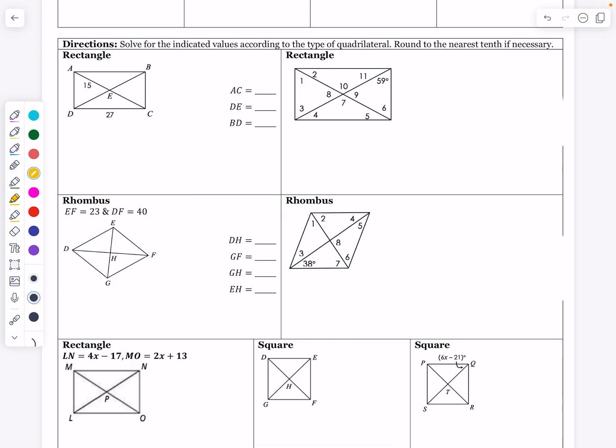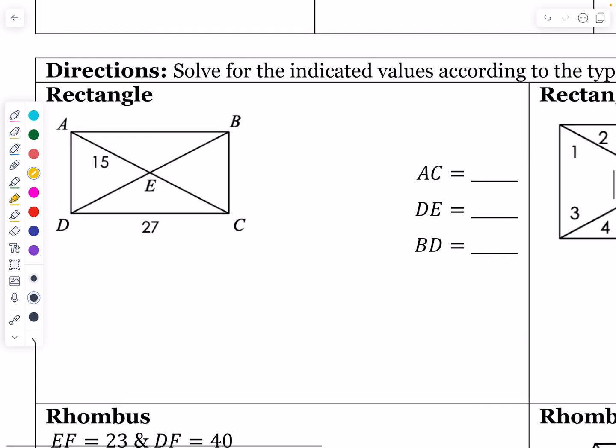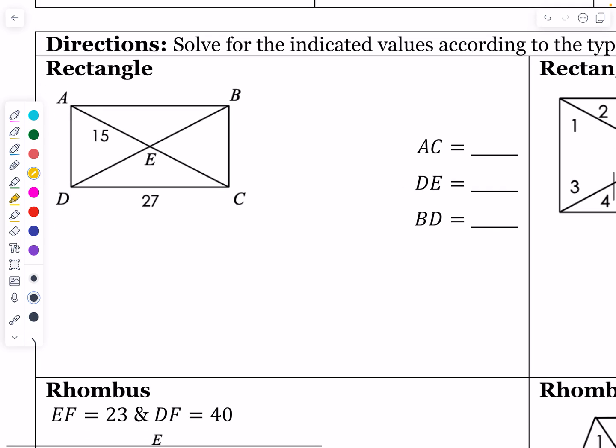All right, the directions for these next few say, solve for the indicated values according to the type of quadrilateral given, round to the nearest tenth if necessary. So this very first one, it tells you from the start that this is a rectangle. So what does it mean that it's a rectangle?